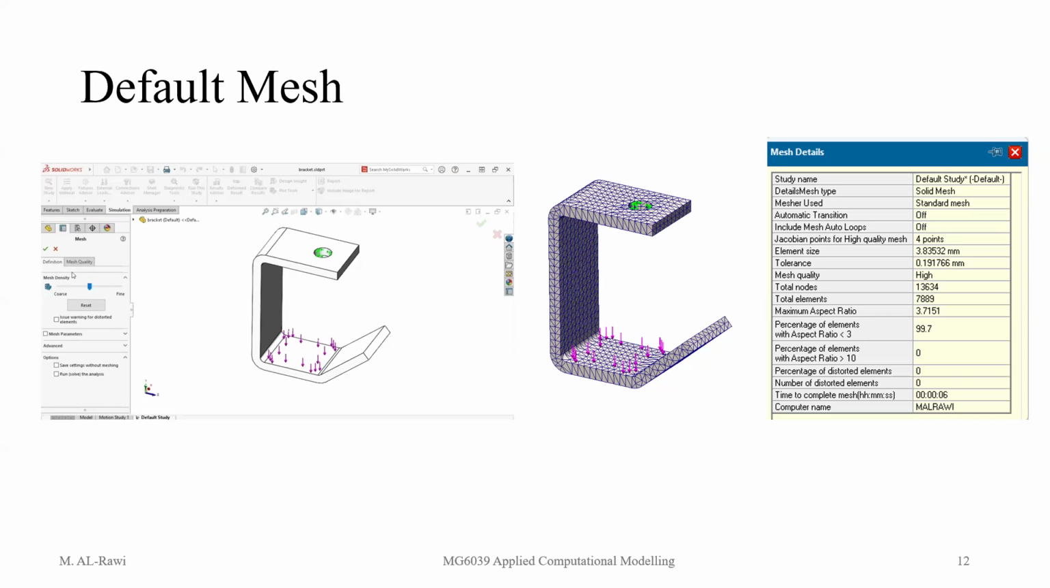Now, if I want to know this table, right click on mesh and find mesh details. You will get a table like that one. What is it telling you? The mesh type is solid mesh, standard element size. So that bracket is divided into elements of size 3.83 millimeters. Tolerance, the mesh quality, total nodes, total elements, and all the information, even the computer name where you are. This is very important because it's telling you how much information about your mesh. Okay, all done, you go to the next step.